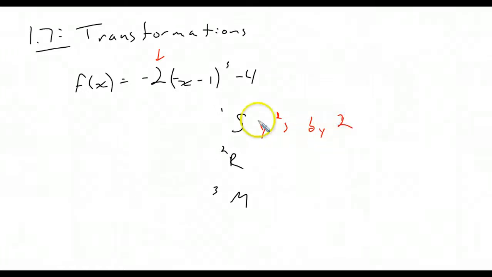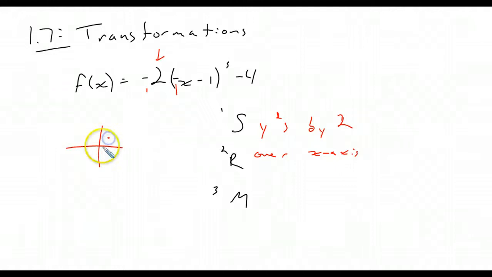For reflections, I look for negatives. Well, I have a negative here, and I have a negative on the inside with the x. So this negative on the outside makes it a negative y, which is over the x-axis. Also on the inside, I have a negative x. Well, if I had a positive x and I made it negative, then I reflected over the y-axis. So negative x on the inside, I'm going to reflect it over the y-axis.